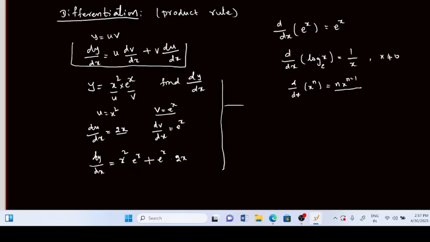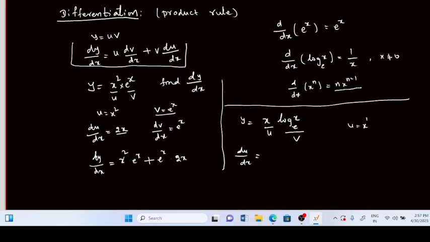So let us consider y equal to x into log x. Remember the base is understood, so we can write it without e. So here let us consider u as x and v as log x. Differentiation of u with respect to x. What is differentiation of x? So here u is x. Here power 1 is there.